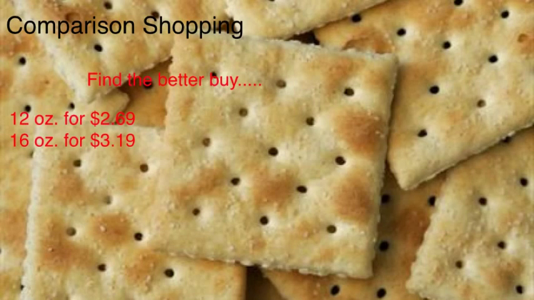Okay, now we're going to do some comparison shopping. We want to know which box of crackers is going to be the better buy. So in other words, which one costs less per unit price. So we have a 12-ounce box for $2.69 and we have a 16-ounce box for $3.19. So we're going to find the unit price for each box, and then we're going to figure out which one is the better buy. So set these up, do your division, and come up with the unit price, and then we'll compare them.